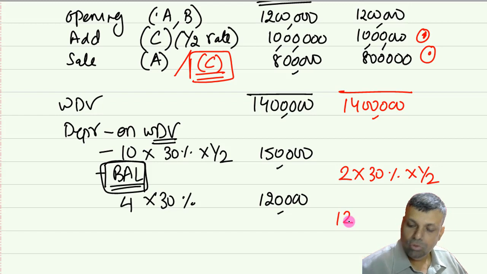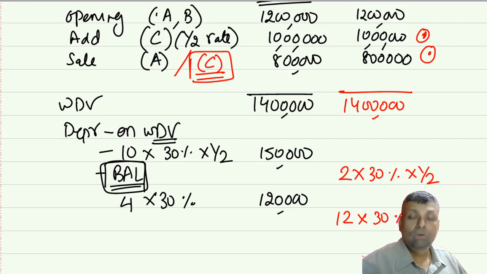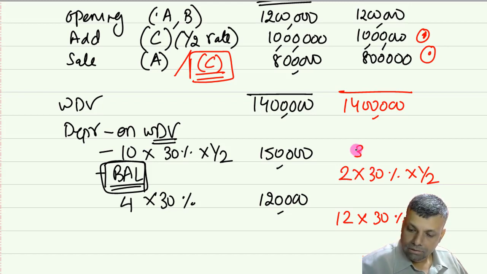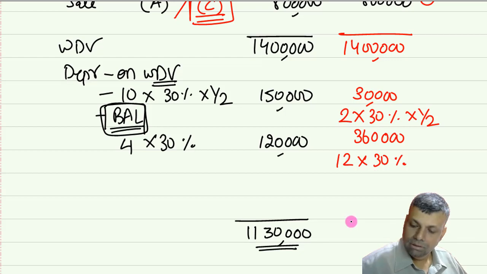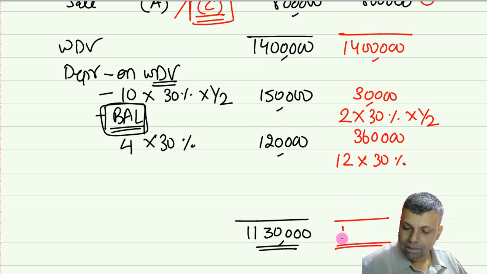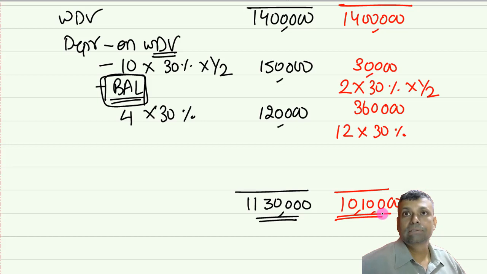And the balance is going to be 12 lakhs now. So 12 lakhs multiplied by 30%, that is going to be at the full rate if the lorry C itself was sold or transferred during that particular year. So let's calculate 2 into 30% into half, that is 30,000. And 12 lakhs into 30% is going to be 3,60,000. So total depreciation now is going to be 3,90,000 and your closing WDV is going to be 10 lakhs and 10,000. This is how your answer is to be developed.